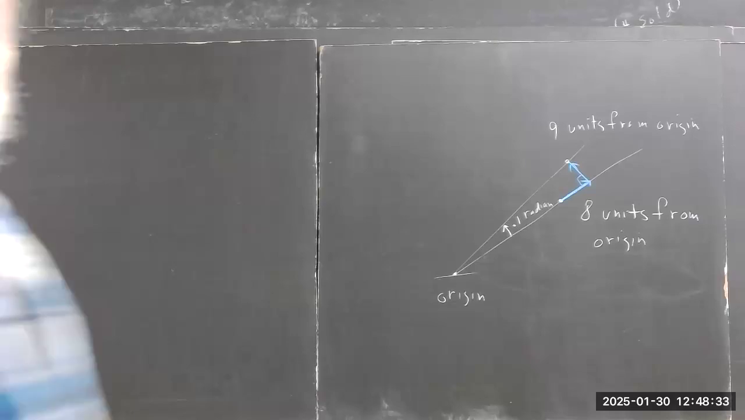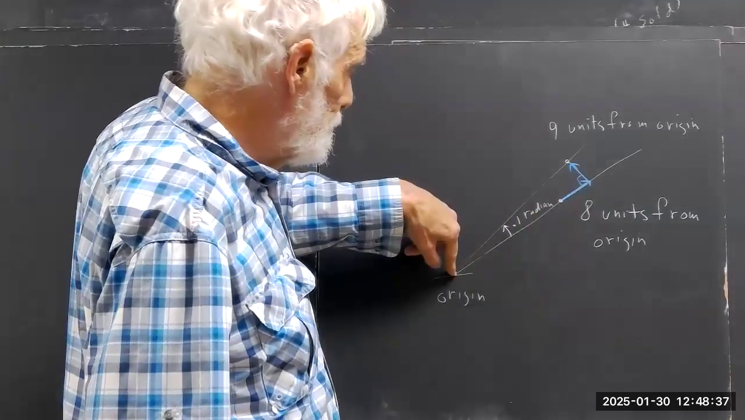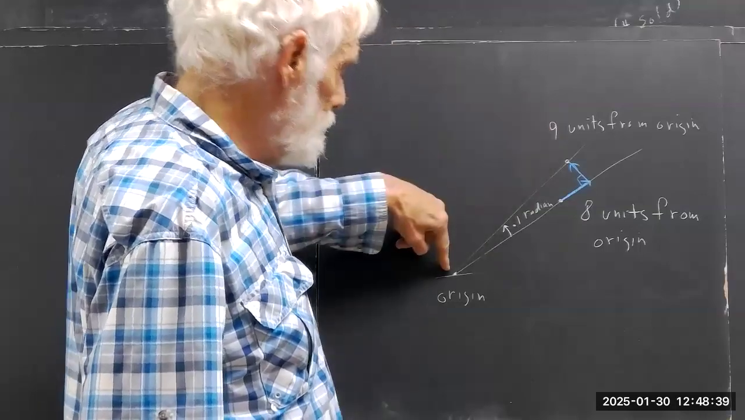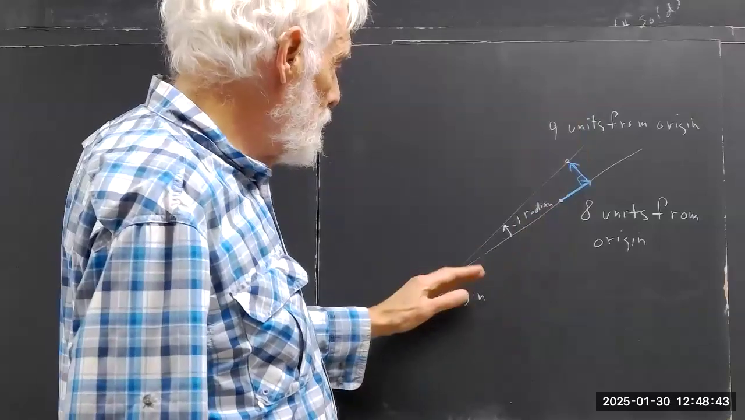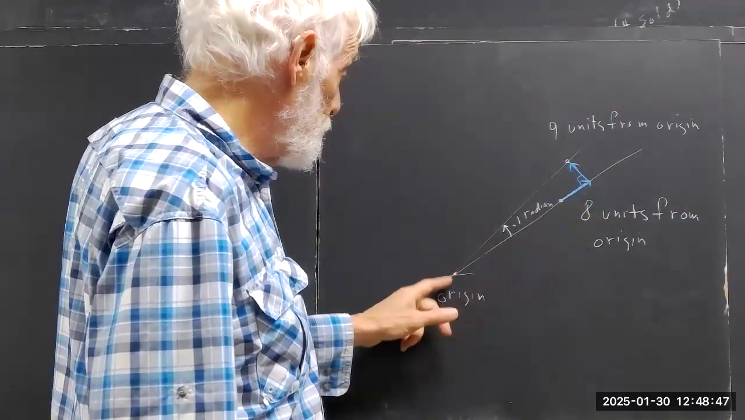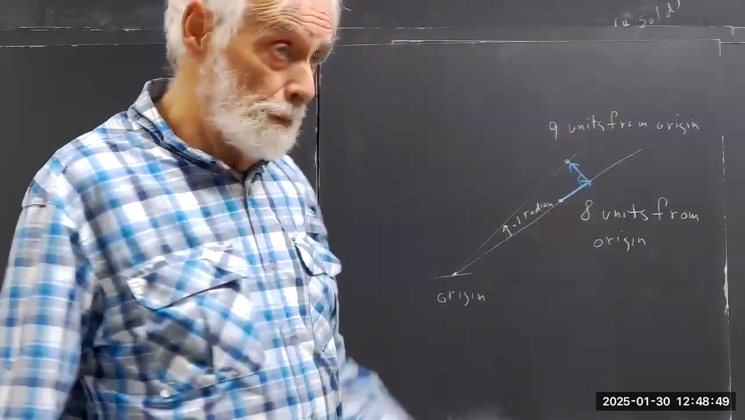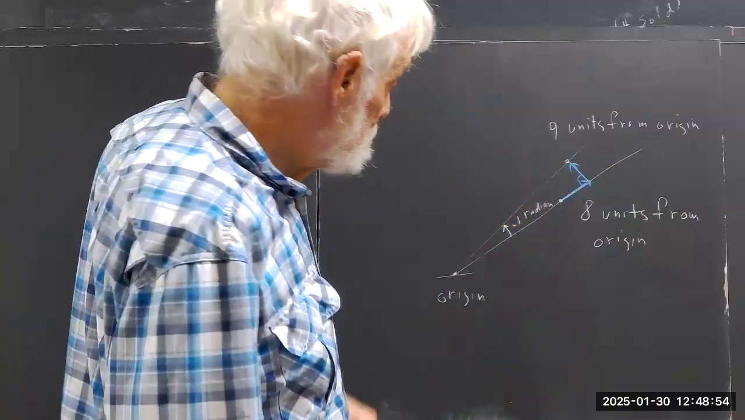Okay. So we've got a point 8 units from the origin here, and another point that's 9 units from the origin. And there's a tenth of a radian between the angle from the line from the origin to this point and the radial line to this point. Okay, a line from the origin is a radial line.